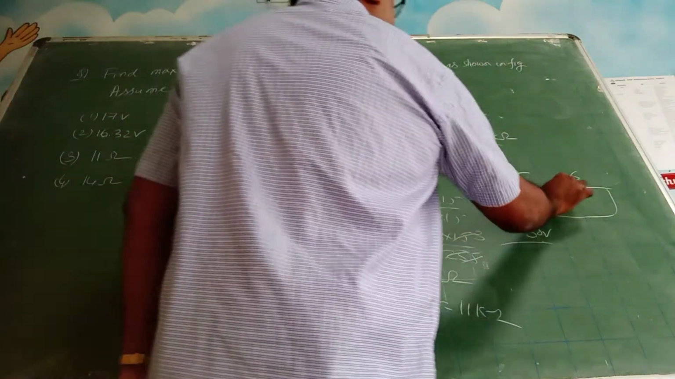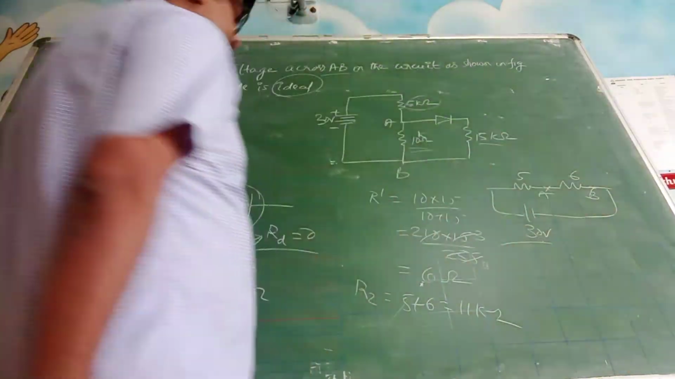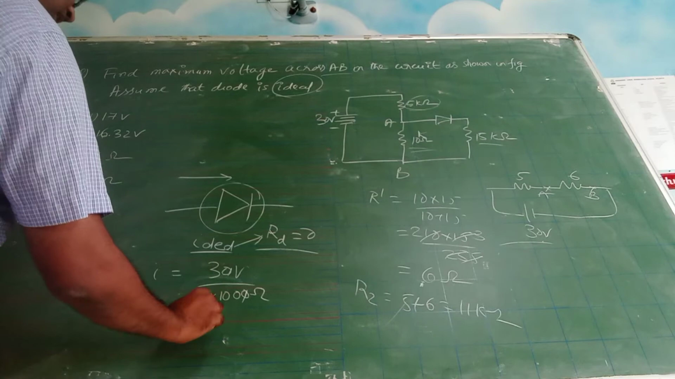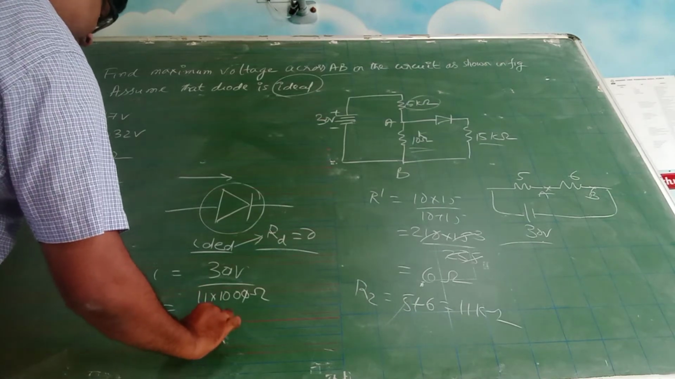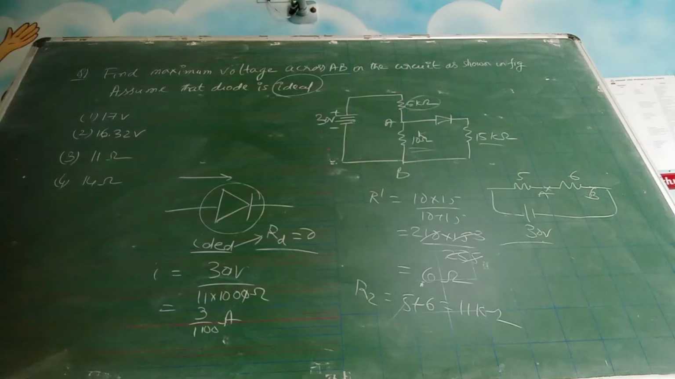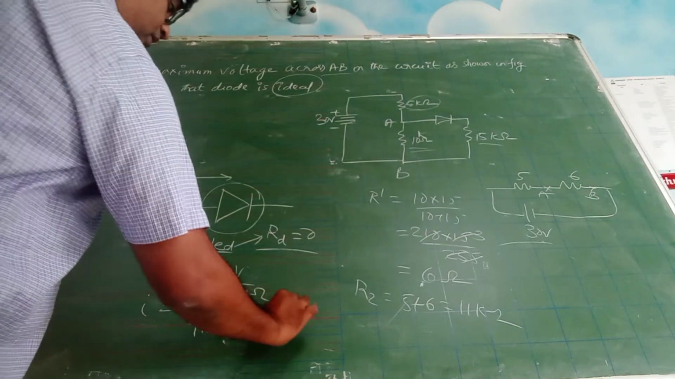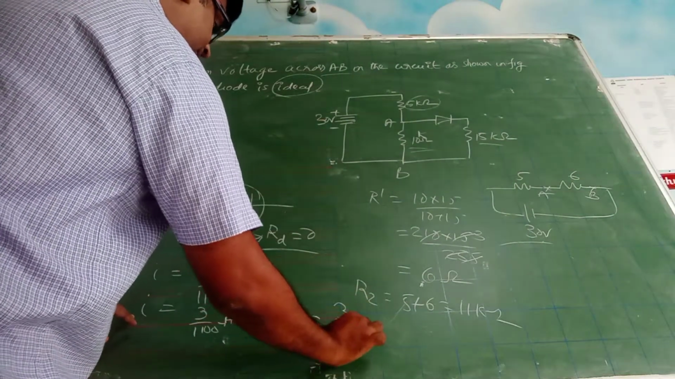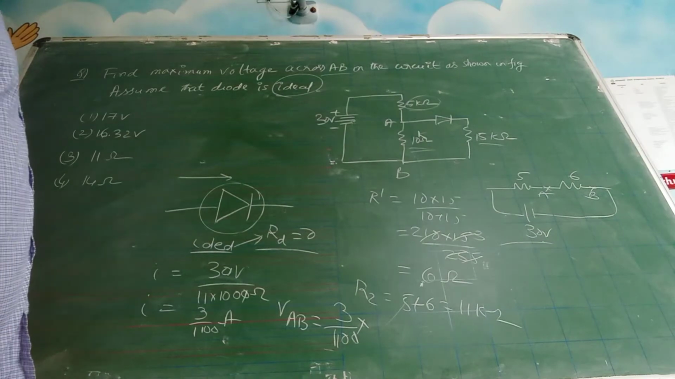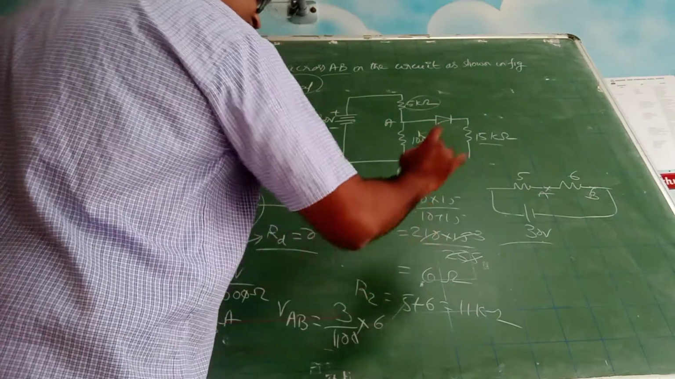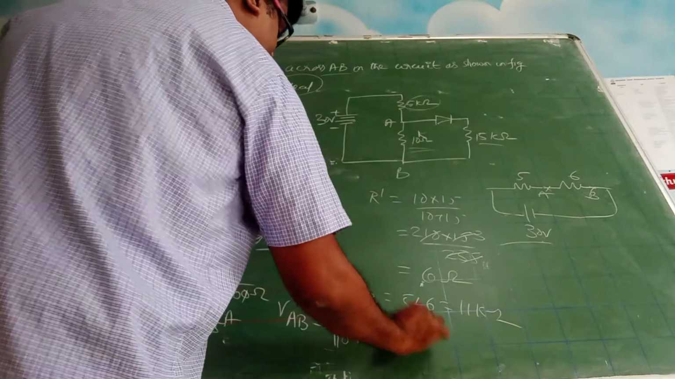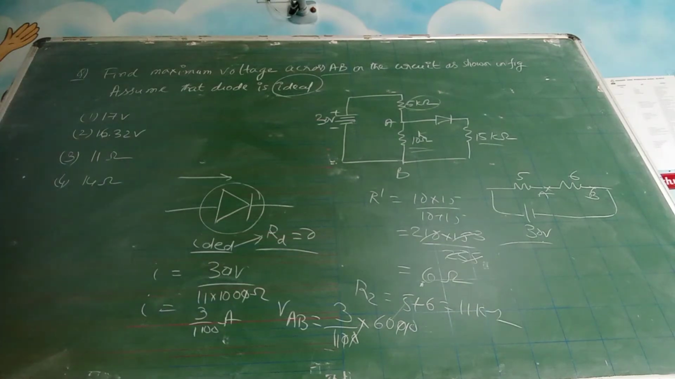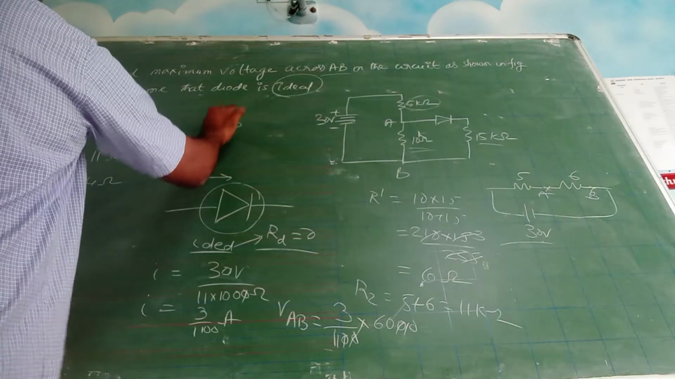So your A and B is here now. What is the current now? Current is 3 divided by 1100 amps. This is the current. So voltage drop across AB will be equal to IR. I is 3 divided by 1100 multiplied by 6 kilo ohms, so it is 6000. So it is 180 by 11, isn't it? It is 180 by 11.